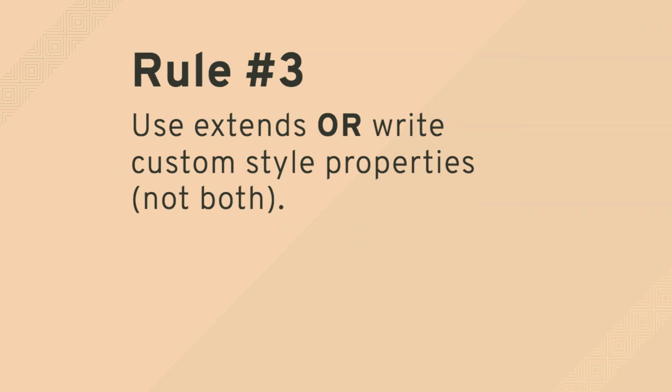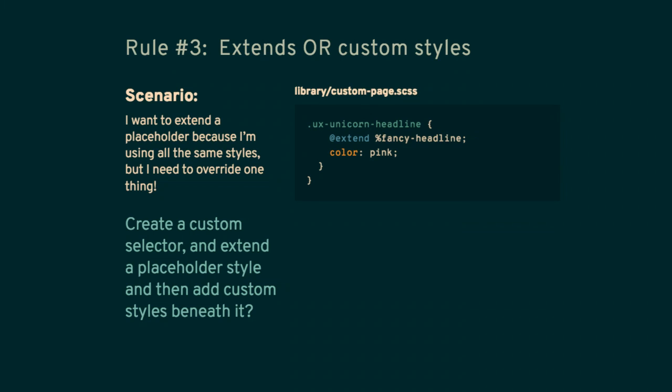Rule number 3. Use extends or write custom style properties and not both. So this goes back to my placeholders. Here's the example. I already have a fancy headline placeholder. It's got everything I want and need and hope for. Oh, except I need color pink. So in my particular component here, I got this nice unicorn headline, and I'm just going to go ahead and tack that on. But now again, my styles live in 2 different places in my style system.